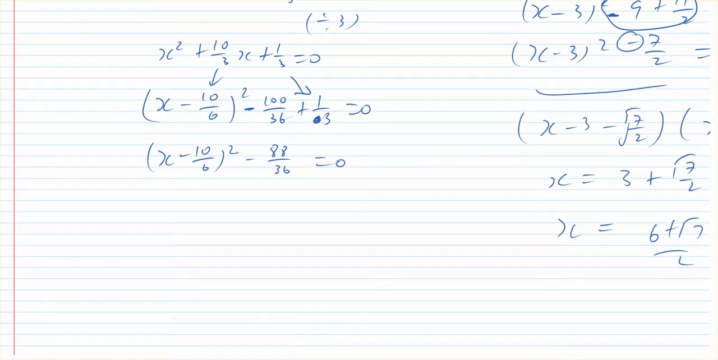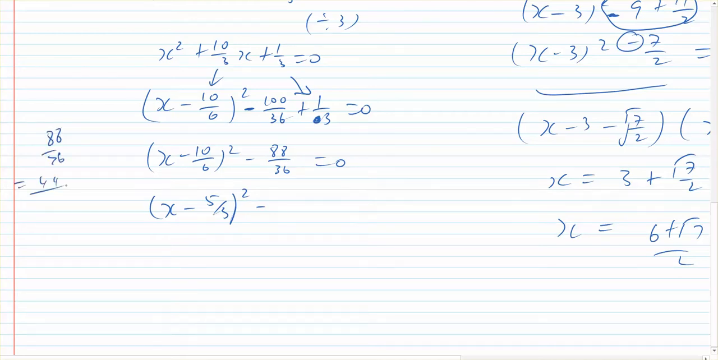Now we can simplify the fractions in both of them. That becomes 5 over 3, since 10 over 6 is the same as 5 over 3. And 88 over 36 can simplify to 44 over 18, which simplifies to 22 over 9. So minus 22 over 9 equals 0.